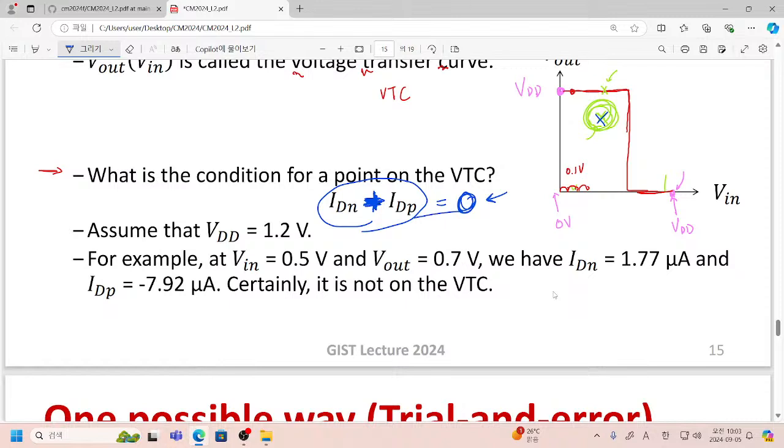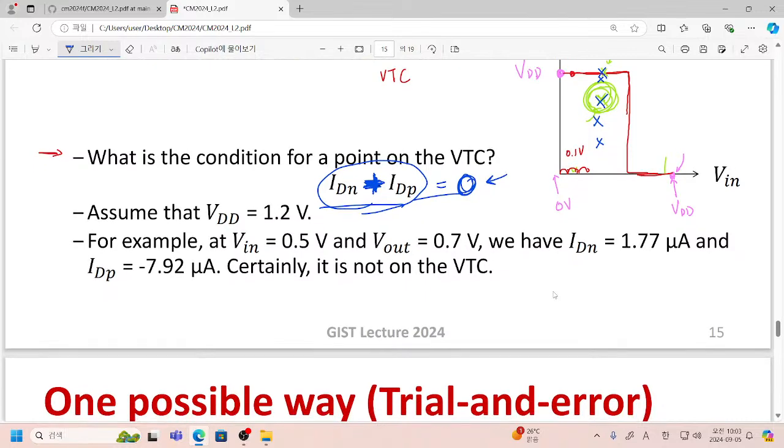Is this satisfied? No. And try this point. No. Try this point. No. And if you happen to find this point, yes, your trial just satisfies this condition. Yes, the Kirchhoff's current law, then you will get a point in the voltage transfer curve.